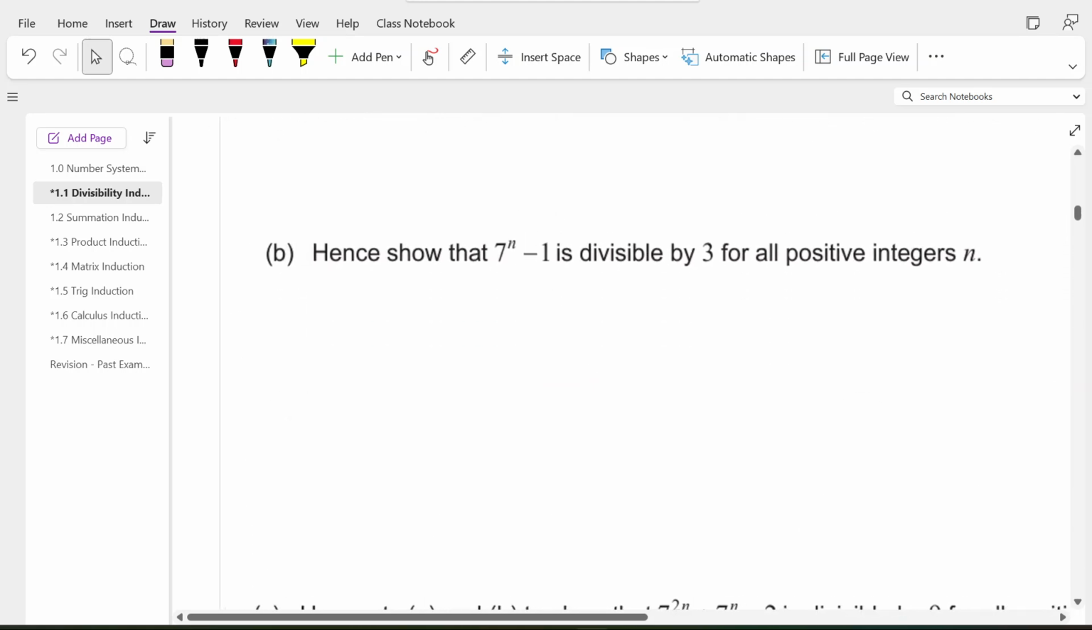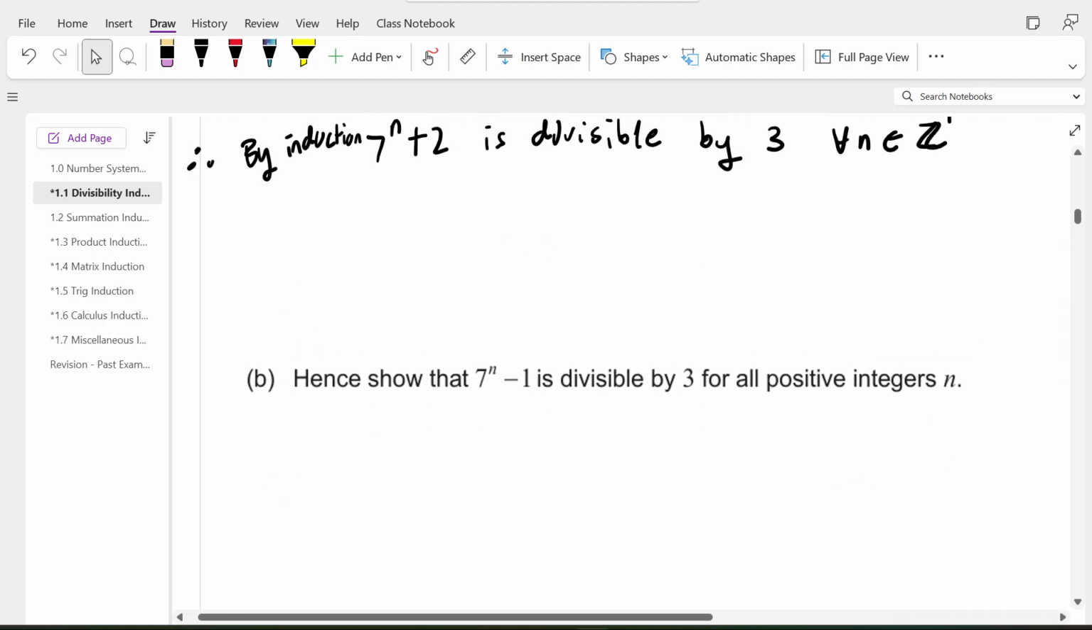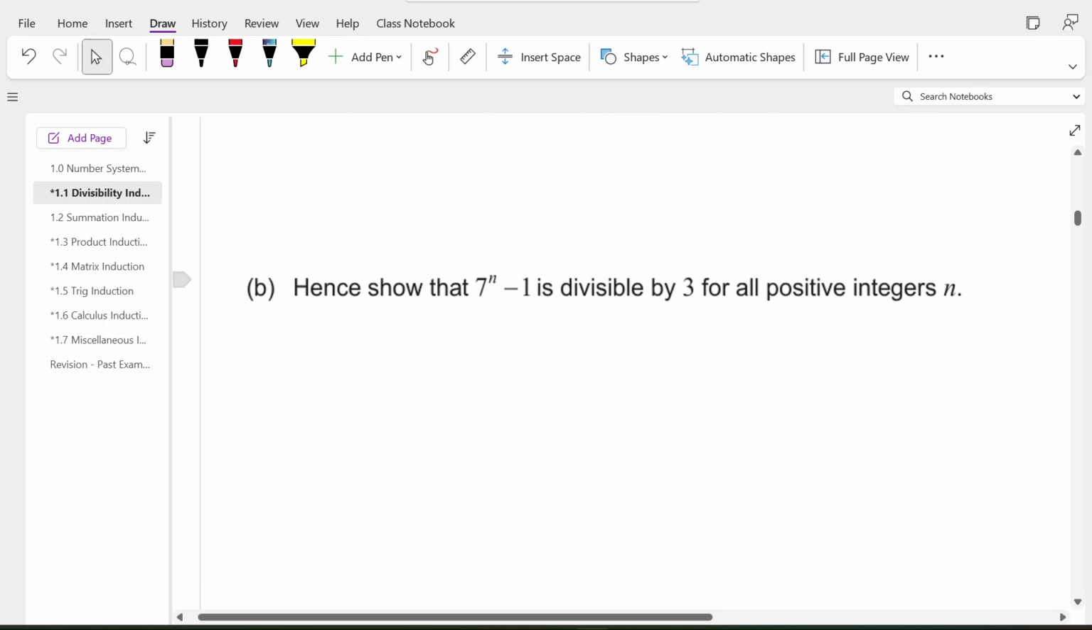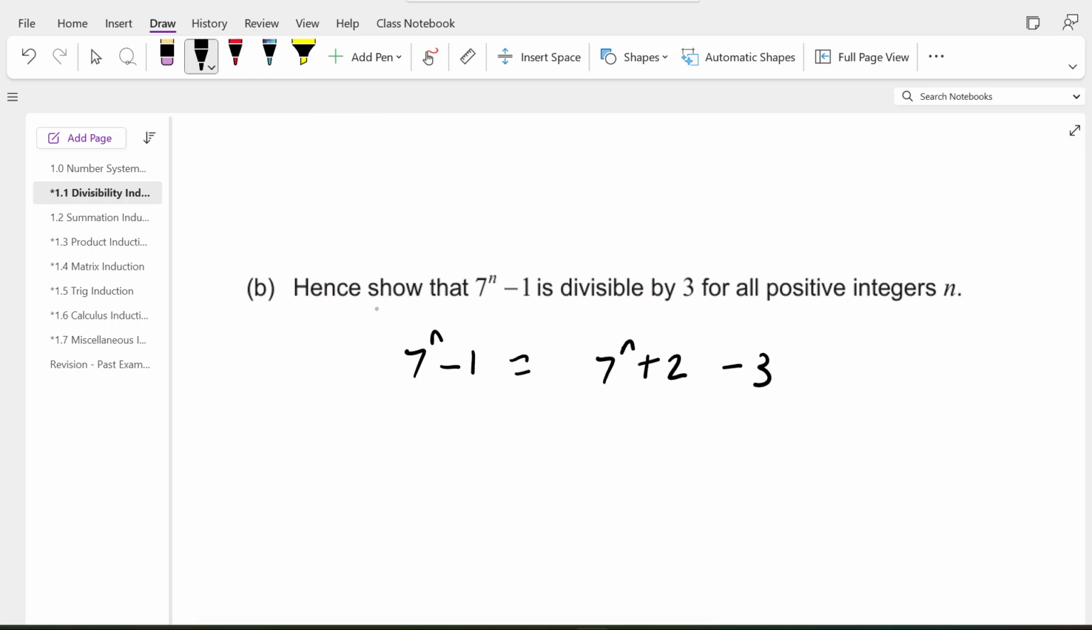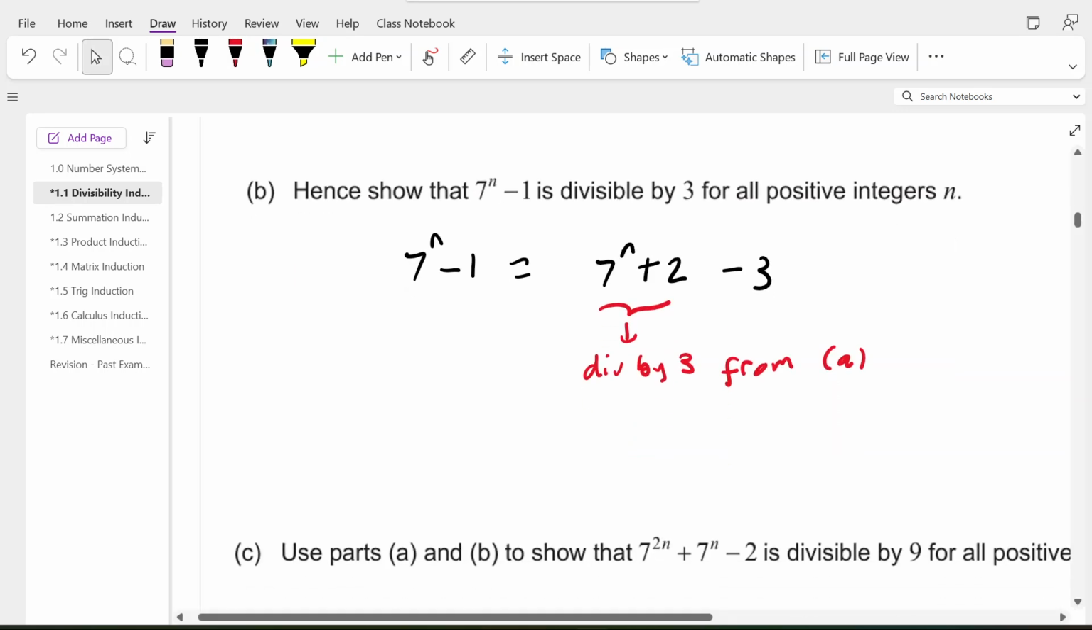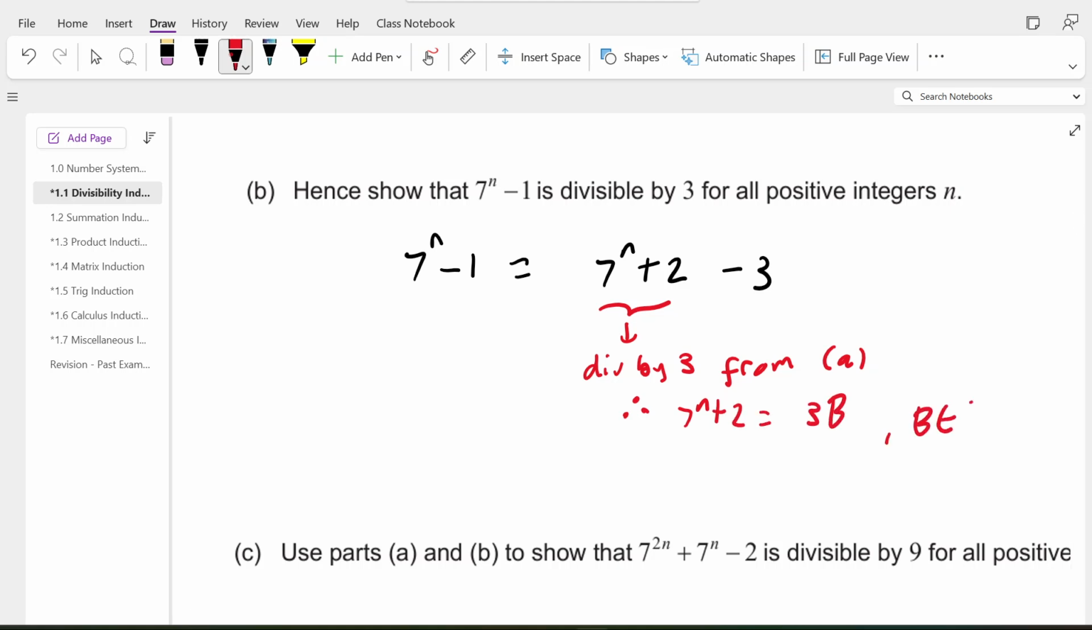All right, beautiful. Okay, there's a couple of follow-up parts, and this is what you can expect to see in an induction exam question here. So 7 to the n take 1 is divisible by 3. So it's just worth mentioning, 7 to the n take 1 is the same thing as what we had before, take away 3. Now, why have I written it like that? It's because this is divisible by 3 from part A. So really, therefore, 7 to the n plus 2 is like 3 times some whole number b. That's what it means to be divisible by 3.